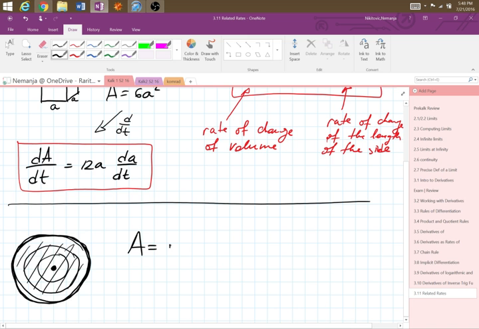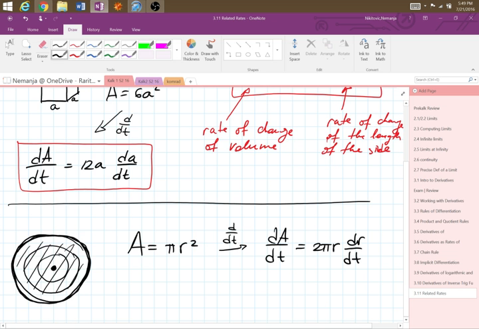Area is pi r squared. This is something that you should know from elementary school. And now, what we are doing in calculus is we are going to differentiate that in terms of time, because you want to see how the system evolves in time. So again, dA/dt is equal to 2 pi r. That's the derivative. The derivative of r squared is 2r, right? So 2 pi r, and then you have dr/dt.